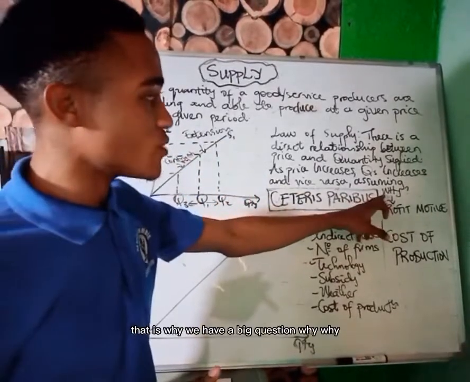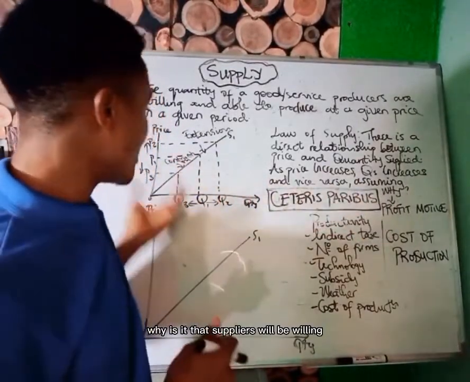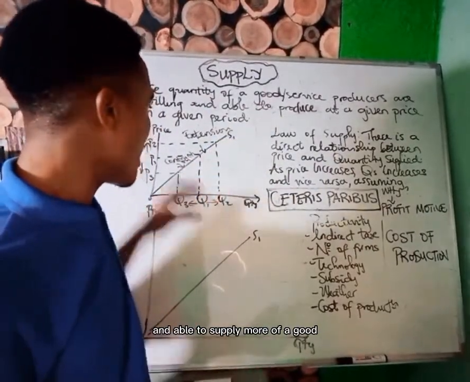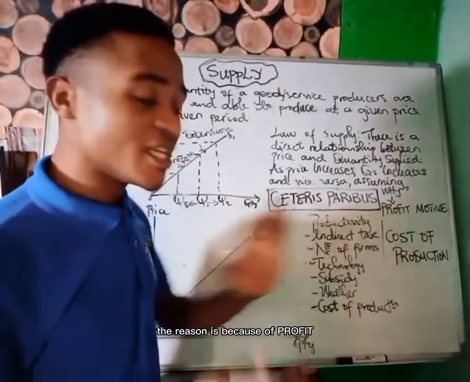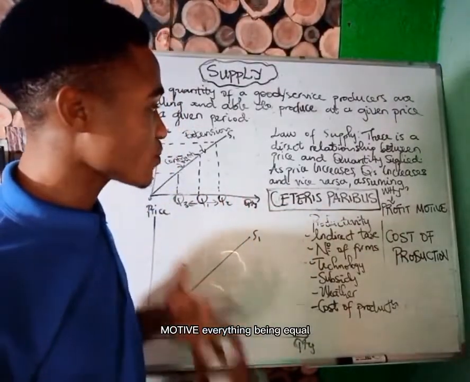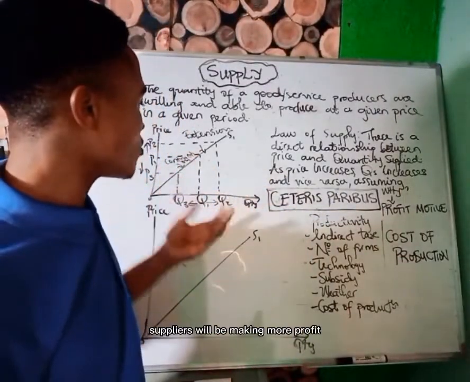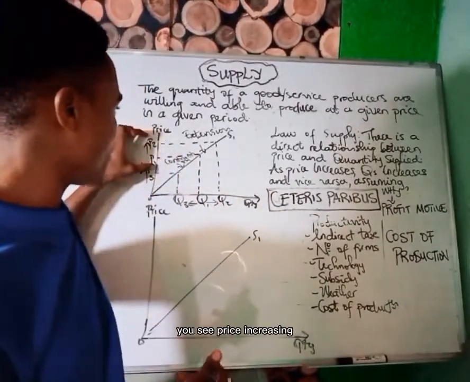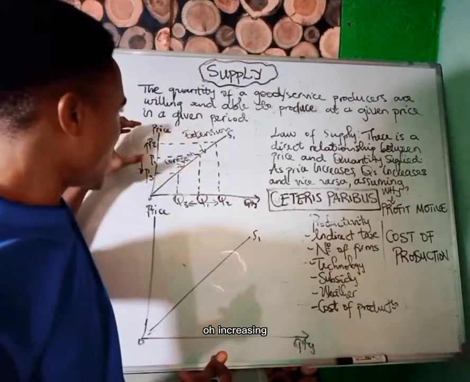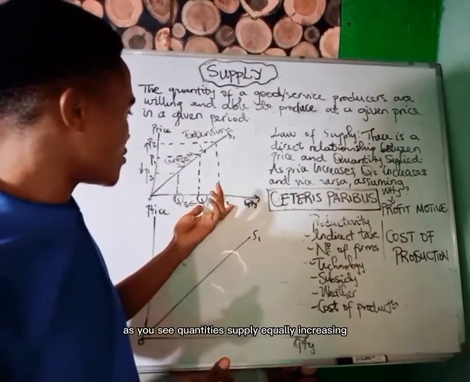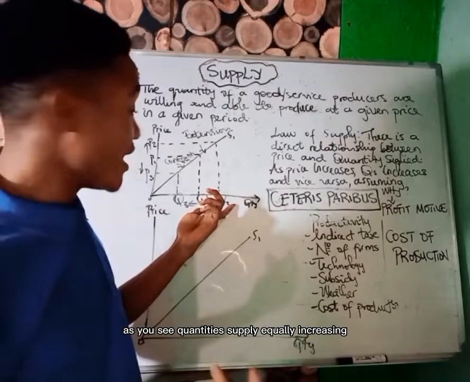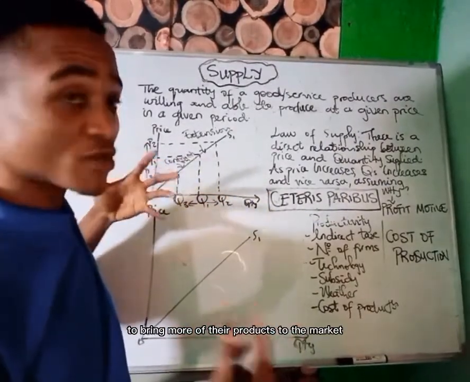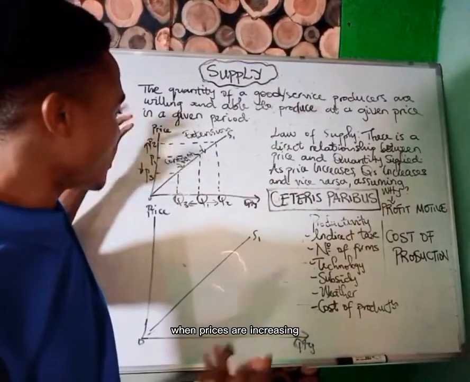All of this is explained for a reason. So we have a big question: why? Why is it that suppliers will be willing and able to supply more of a good when price increases? The reason is the profit motive. Everything being equal, suppliers will make more profit when prices are increasing. On the y-axis you see price increasing, and on the x-axis you see quantity supplied equally increasing. So suppliers are encouraged to bring more of their products to the market when prices are increasing.